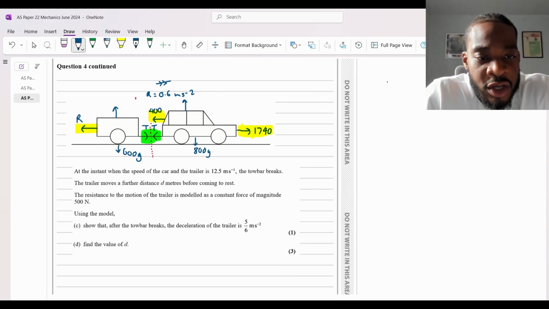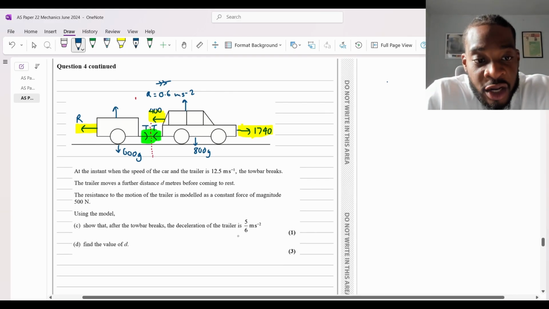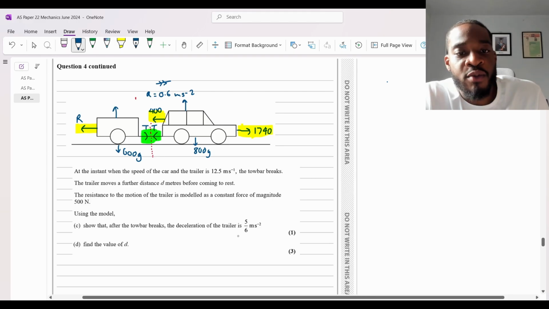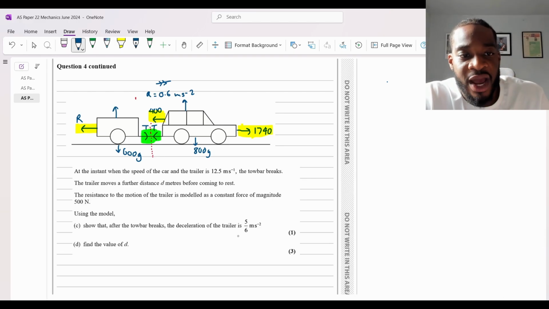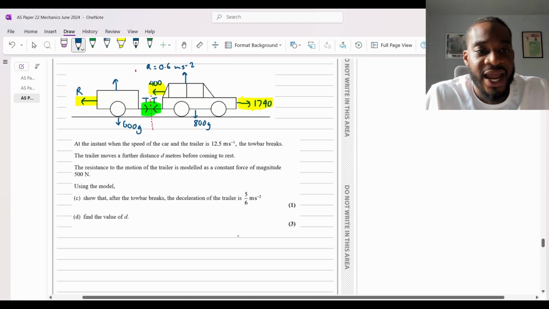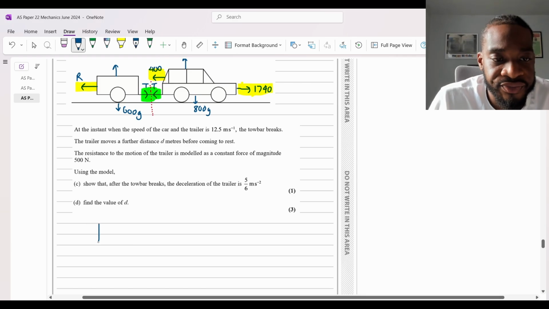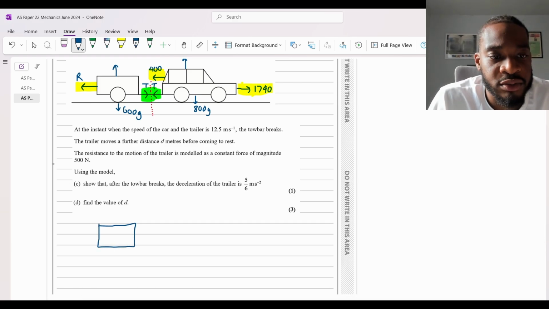We're looking for the deceleration of the trailer. So at the moment the tow bar breaks, right? Let's visualize that. So what I like to do is draw another diagram. So this is going to be my trailer. Can I draw this so it looks like a rectangle? I think so. Let's try again. My trailer here, good stuff.